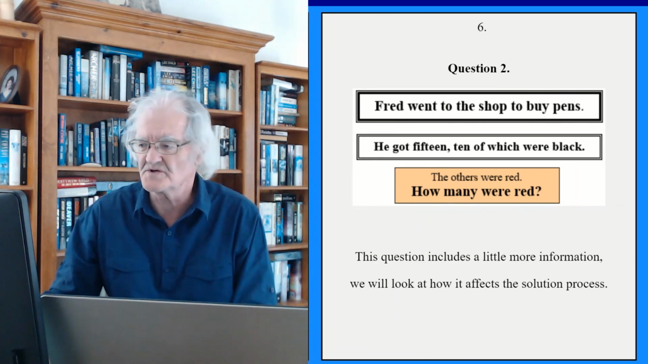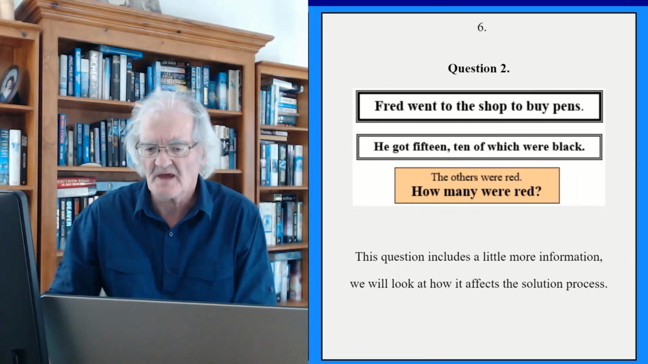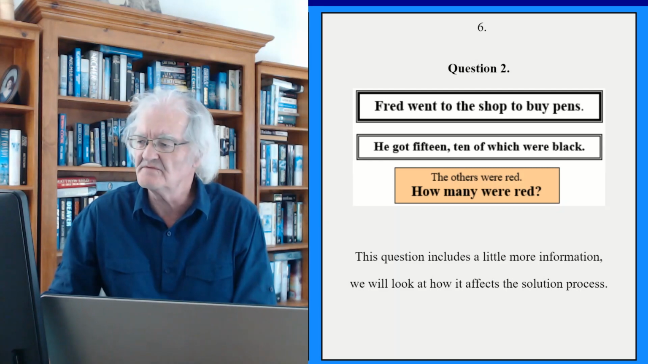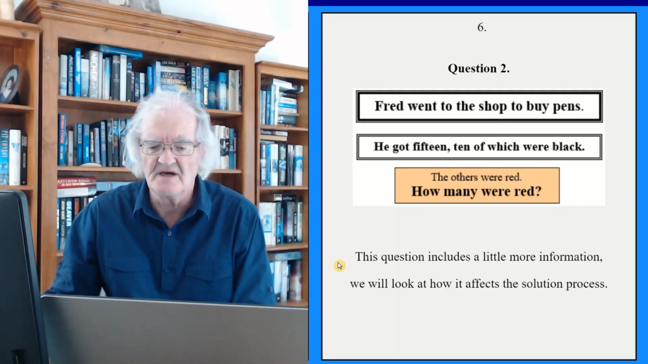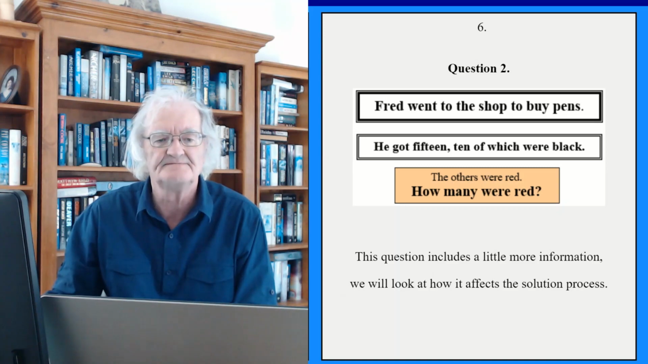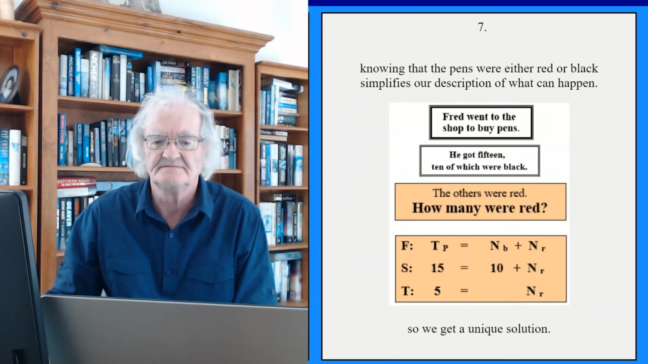Now for question 2. Fred went to the shop to buy pens. He got 15, 10 of which were black. How many were red? That's the previous question. But this one contains some additional information. The others were red. The question includes a little more information, and we will look at how that affects the solution process.